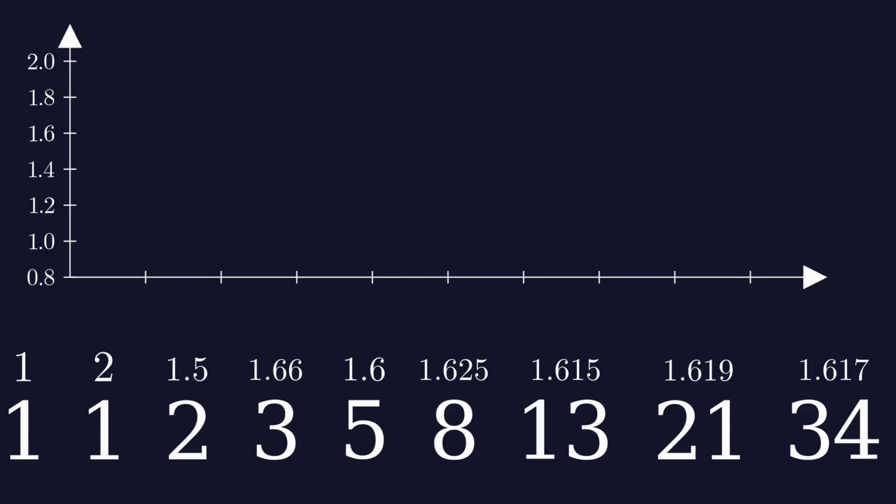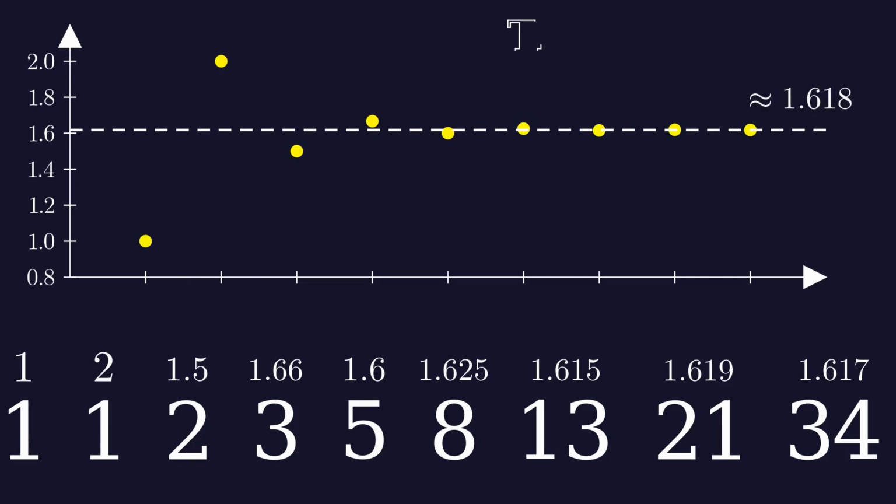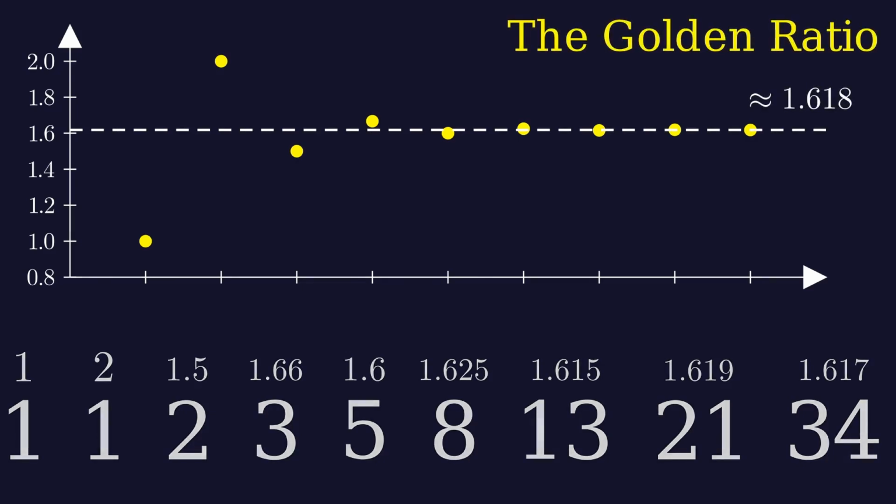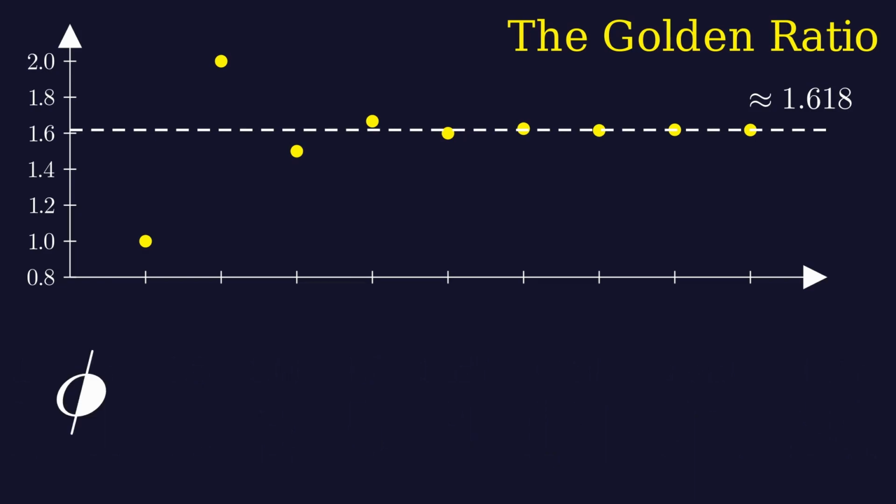If we plot our values on a graph, we can see that the ratio appears to converge to around 1.618. This number is called the golden ratio. The golden ratio is usually denoted by the Greek letter phi. We can calculate it from this formula.